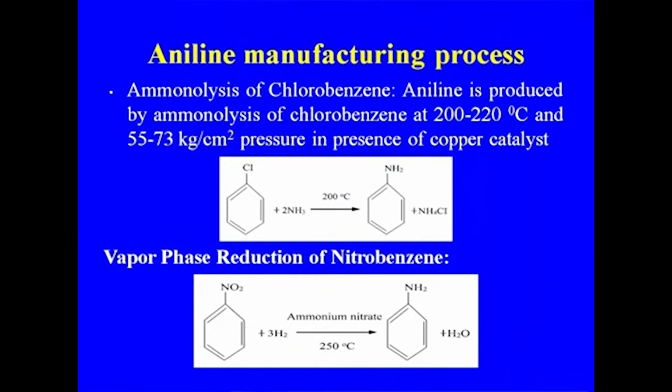This is the reaction in the manufacture of aniline. Aniline is produced by aminolysis of chlorobenzene at 200 to 220 degrees centigrade, and the other route is vapor phase reduction of nitrobenzene. This is from the nitrobenzene route, and this is from the chlorobenzene route. Both routes were used earlier and are still being used for making aniline.